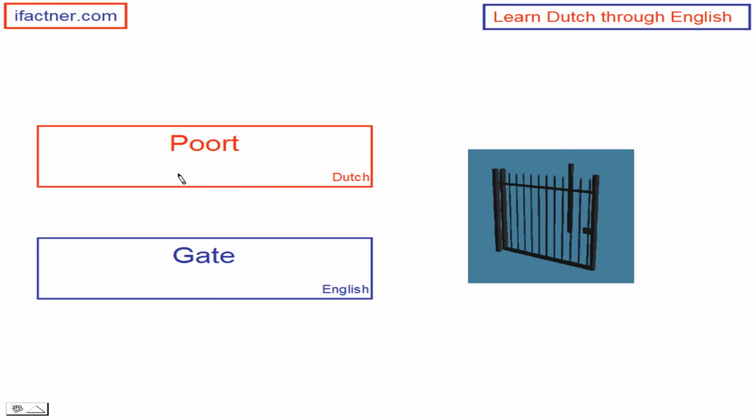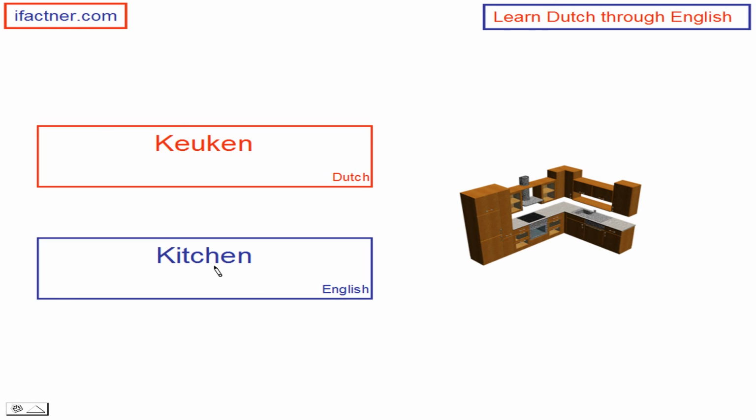Gate is poort. The word portal has been derived from the word poort, P-O-O-R-T, poort. Kitchen is keuken, K-E-U-K-E-N, keuken.